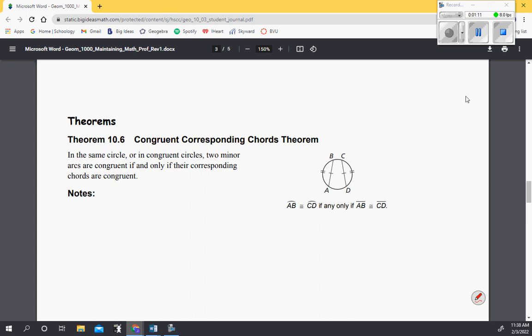So down here, we look at the statement. Arc AB is right here, is congruent to arc CD on one condition. AB, this chord here, has to be congruent to chord CD, or DC, it doesn't matter. But those two chords have to be congruent. If the chords are congruent, then their arcs are congruent.